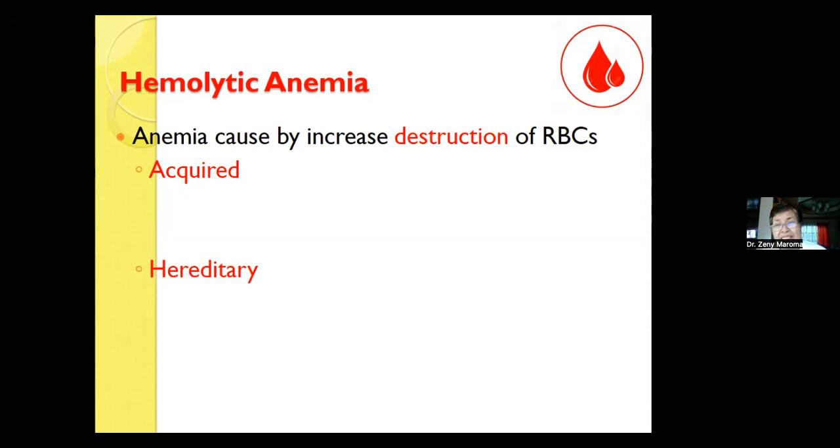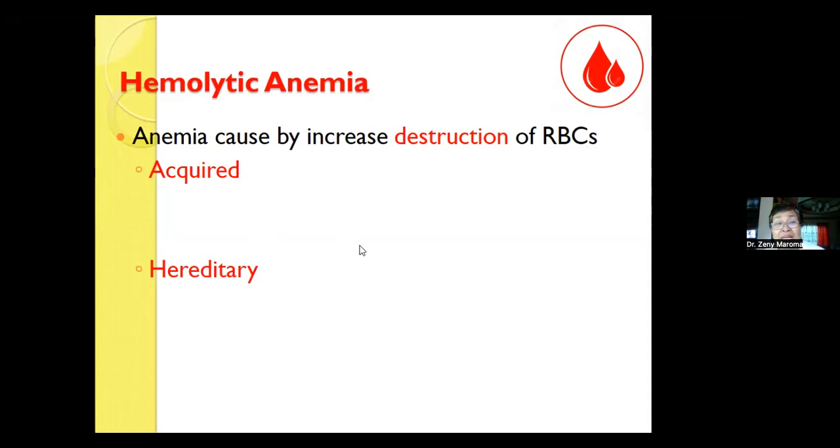At pag binigyan ng blood transfusion during dialysis, kasi nga, hindi ba, kidney failure, unable to regulate the fluid volume. Kaya kailangan ibigay during dialysis. Alright. Next, hemolytic anemia. Anemia caused by increased destruction of RBC.